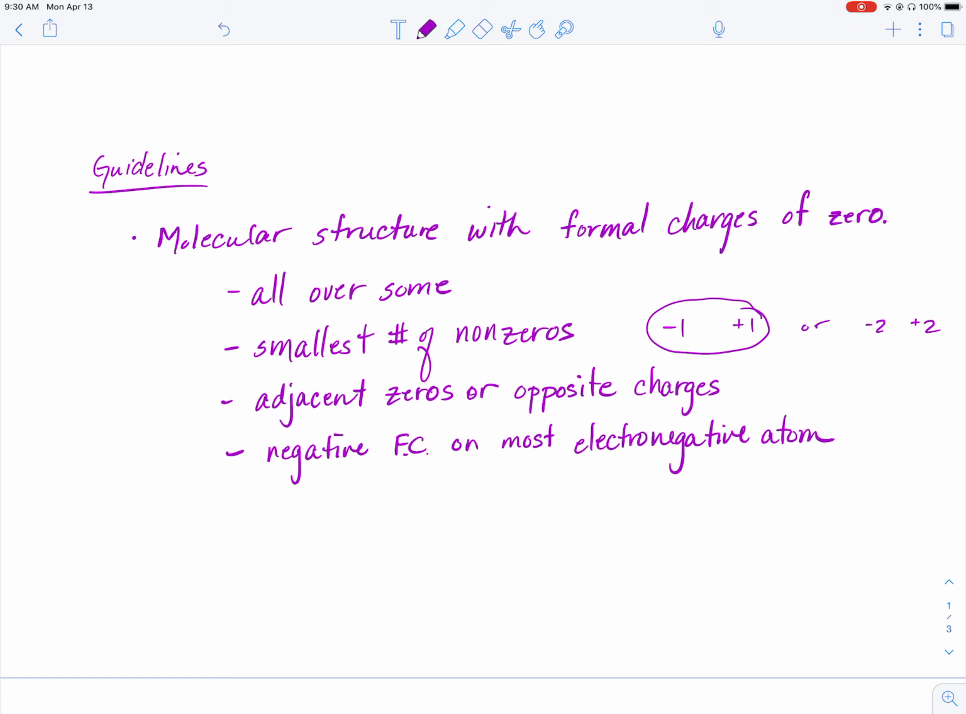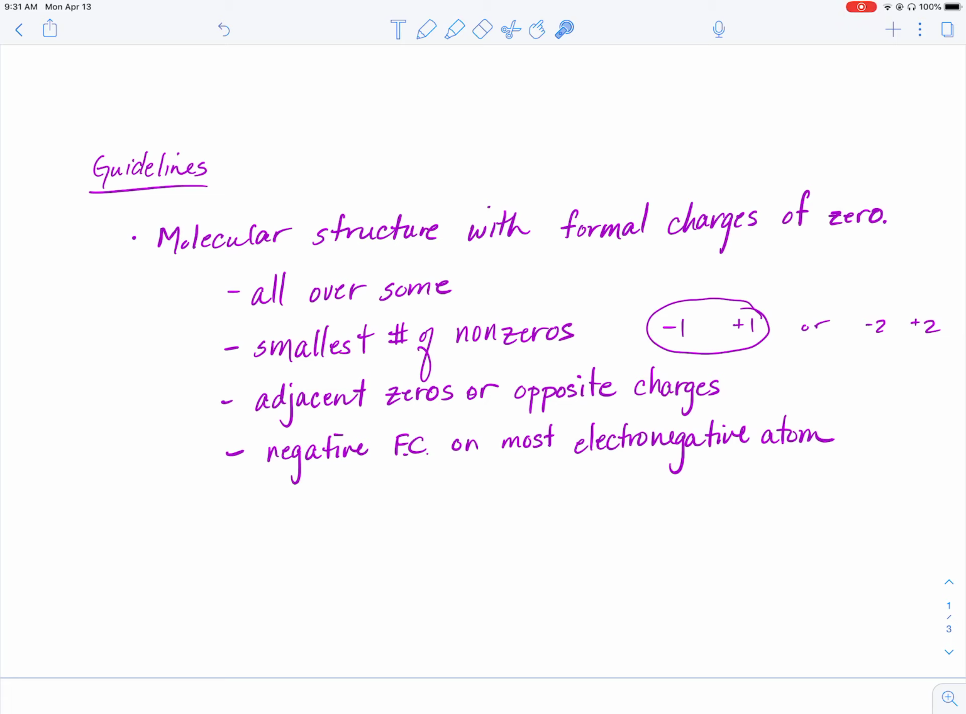The other thing is that we try to utilize locations of charges as well. So if you have two atoms that are adjacent to one another that have zeros, that's probably indicative of a good structure. Also, if you have charges like, say, that -1 and +1 here, if they're opposite of one another, they need to be adjacent to one another. And those things tend to predict that that structure is a good structure.